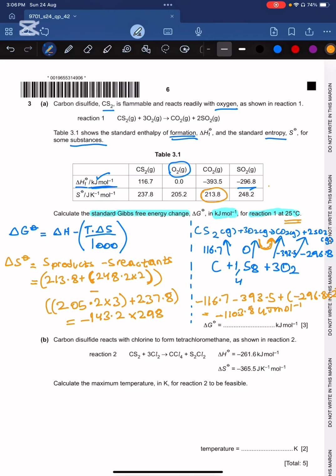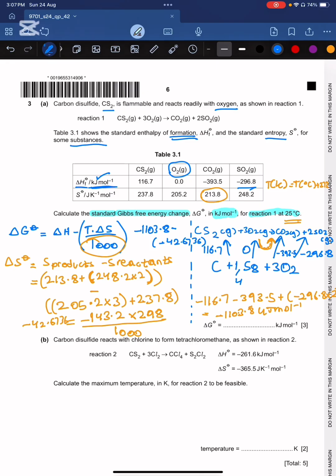Since this is 25 degrees Celsius, the temperature in Kelvin is the temperature in degrees Celsius plus 273. This becomes 298. And now I just simply divide it by 1000. This gives my answer of minus 42.6736. But this is not my answer. I have to complete the equation: minus 1103.8 minus 42.6736. Why did I add two minus signs? Let's understand this. This minus sign is this one.